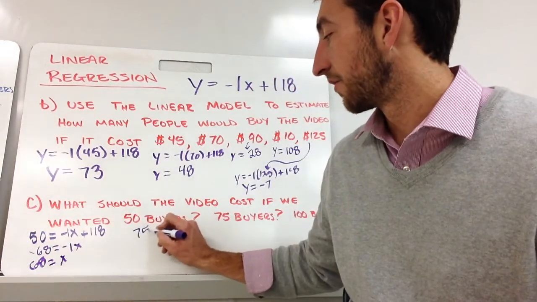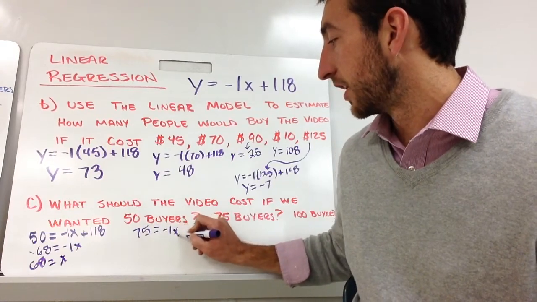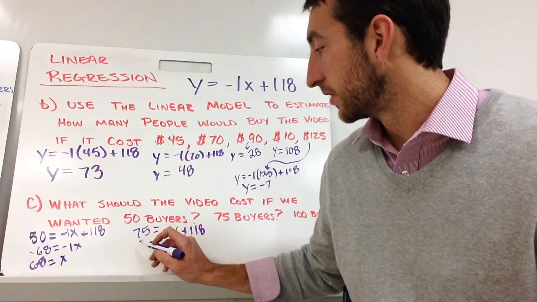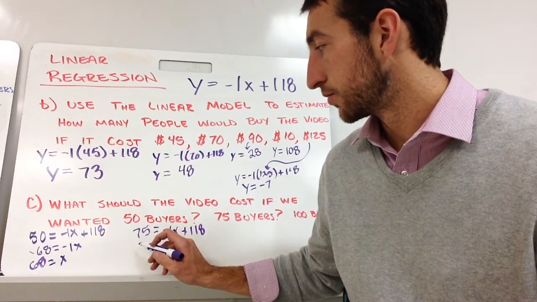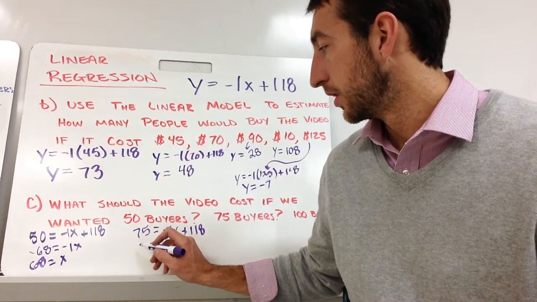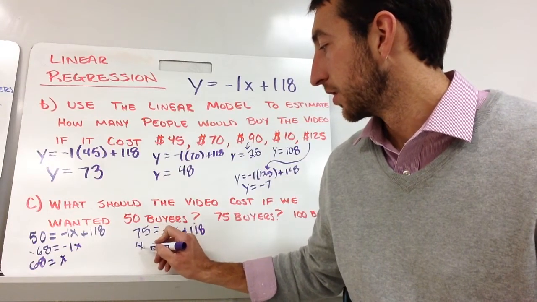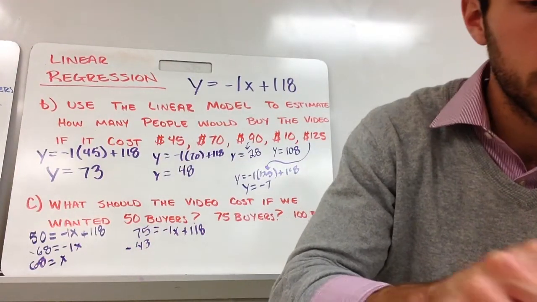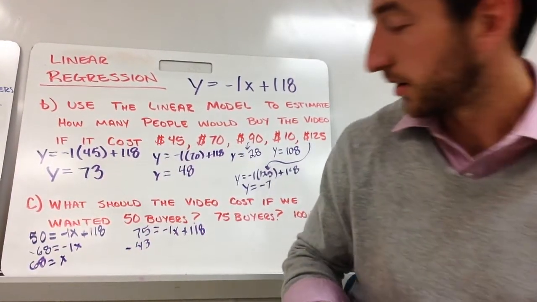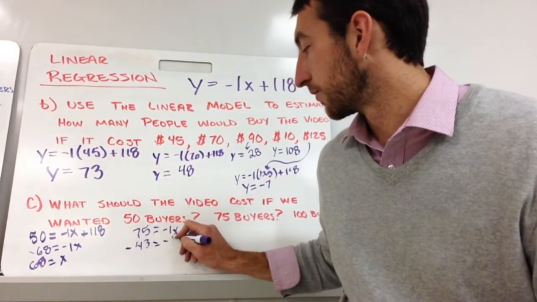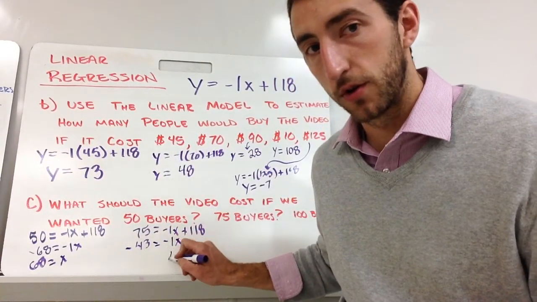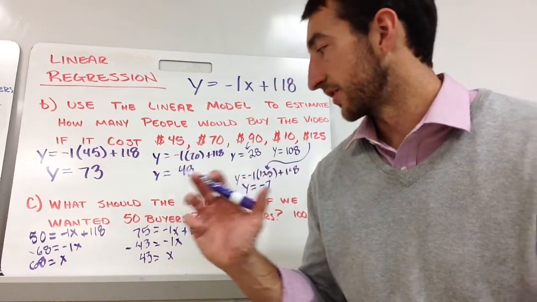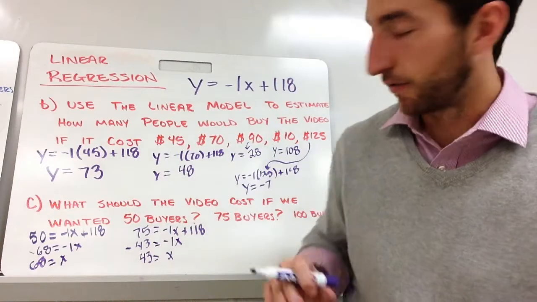Same thing with 75. Negative 1x plus 118. Subtract my 118 from both sides. That gives me negative 43. Let me check and make sure that's right. Yeah. Negative 43 equals negative 1x. Divide both sides by negative 1, and I get x equals 43. So in that case, if I want 75 people to buy it, I'm going to sell it for $43.